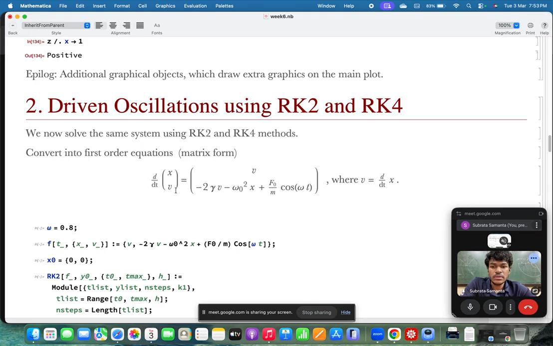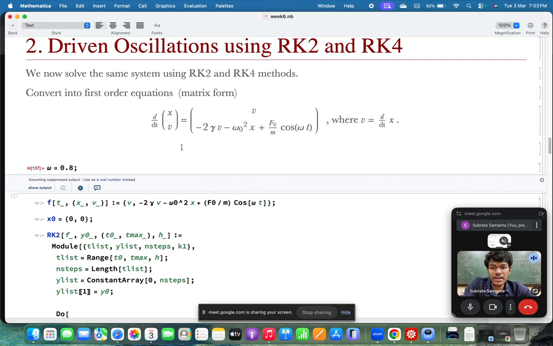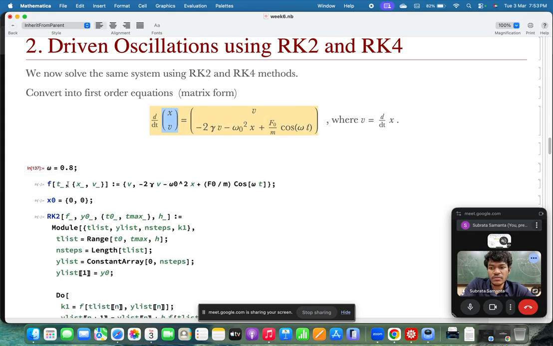So, d/dt of x and v: the first one is v, and dv/dt is now minus 2 gamma v minus omega naught square x plus f naught over m cos omega t. Now I assign omega as 0.8 and my functions are in matrix form. This is my function f of x, v, and df/dt is this whole matrix. The first element is v and the second one is minus 2 gamma v and this.